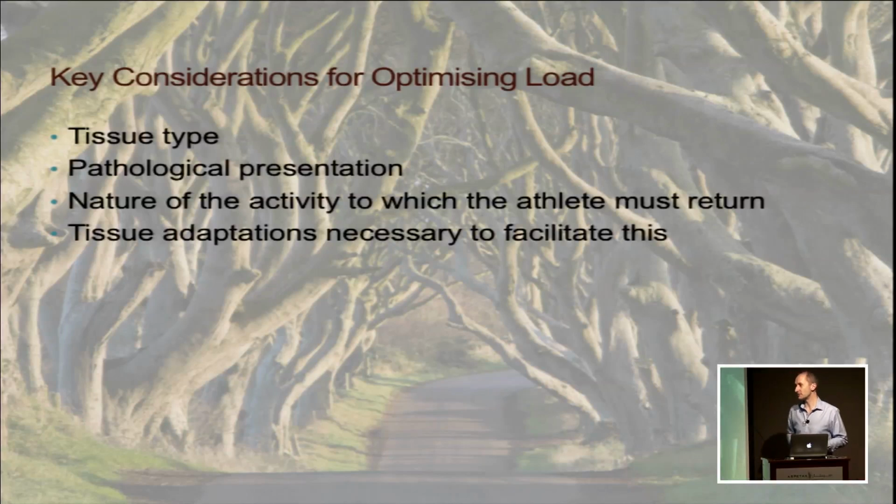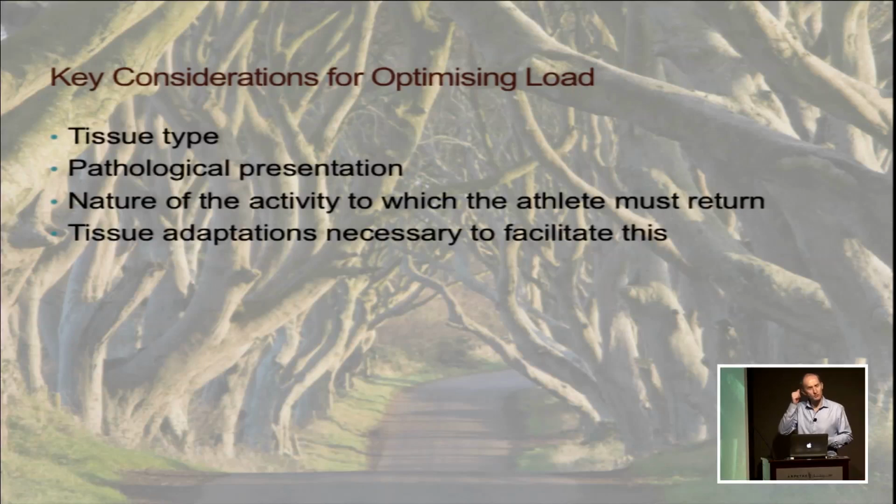What is the tissue type? Is there a different loading strategy and approach to rehabilitation for muscle versus tendon versus bone or ligament? What's the implication of that? What's the pathological presentation? Is it a chronic problem? Is it an acute traumatic presentation? What's the nature of the activity to which the athlete must return? What are the loads and the stresses, the particular skills that they must engage in? To consider these factors, I think, is critical and central to our planning and optimising of load.